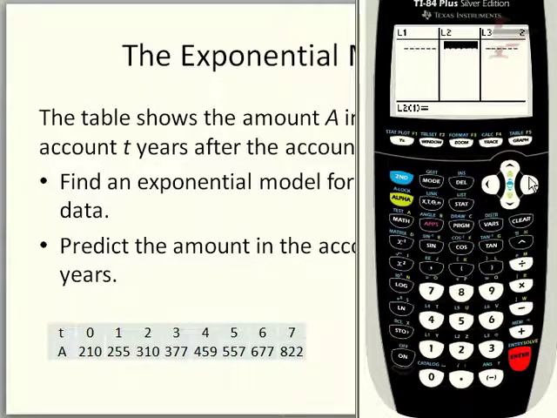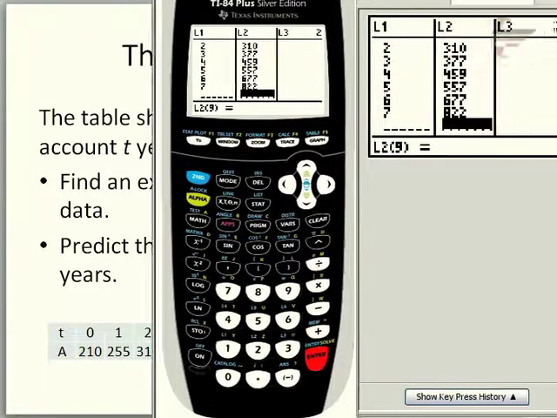When you press Enter, you can see there's L1, L2, L3, L4. There are a lot of lists. We want L1 and L2. L1 will be all the data values of t, and L2 will be all the data values of a. So let's start typing them in. 0, 0, 1. And then after you get all the t values in, you want to start typing in the values of a. 210, 255.